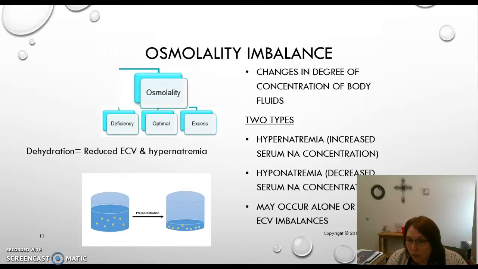So it may occur alone or with extracellular volume imbalances. Sometimes hypernatremia, it could mean that the person's taking in too much sodium, or it could mean that they've lost too much fluid. Okay, and we'll talk about this more in the classroom setting when we get into some of the specific diseases, more specifics about this. Hyponatremia can occur because of too much fluid. Okay, so either they don't have enough sodium in their system, or they have too much fluid, which is over diluting that sodium.